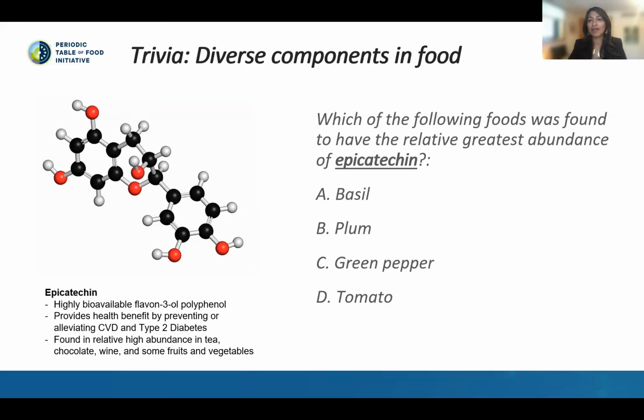Where I live in Bozeman, Montana, I wanted to know what local foods that are actually in my own home garden contain this phytochemical. So you can put it in your chat window if you think the highest concentration or relative abundance of epicatechin was found in A, basil, B, plum, C, green pepper, or D, tomato.